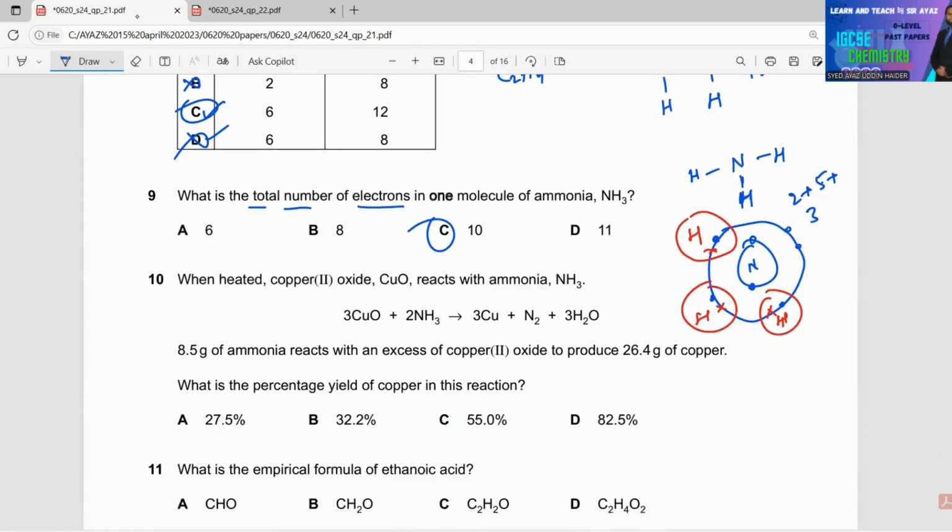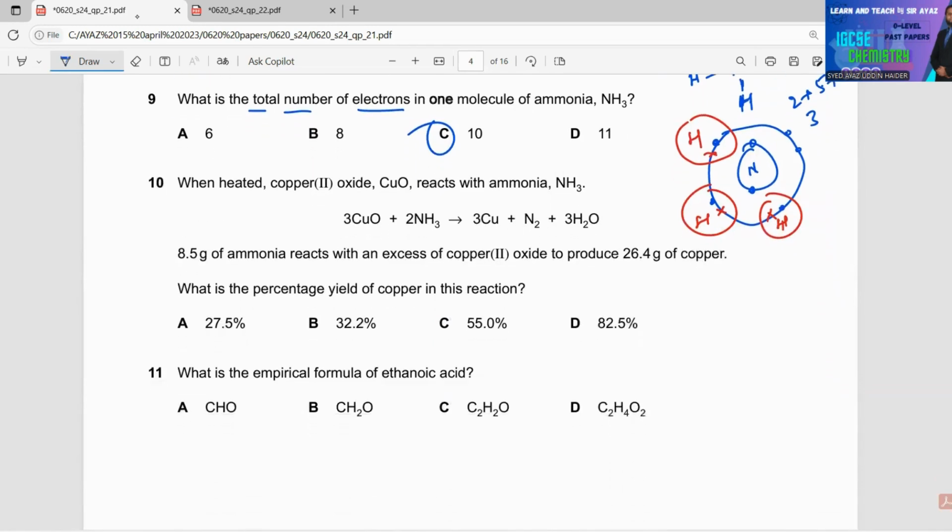Number 10. When heated, copper(II) oxide CuO reacts with ammonia NH3. Here's the reaction equation: 3CuO plus 2NH3 gives 3Cu plus N2 plus 3H2O. 8.5 gram of ammonia reacts with an excess of copper(II) oxide to produce 26.4 gram of copper. What is the percentage yield of copper in this reaction?